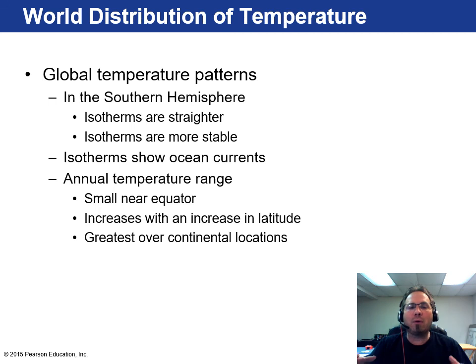Now, the annual temperature range is small near the equator. What that means is it's always hot. They don't get cold, they don't get big swings in temperature. It's almost always the same temperature at the equator, roughly. But as you go away from the equator, either north or south, the range starts to increase with latitude. So up here in Wisconsin, we can get very warm days. We can get 100 here, and we can get very cold days where it's minus 20 degrees Fahrenheit.